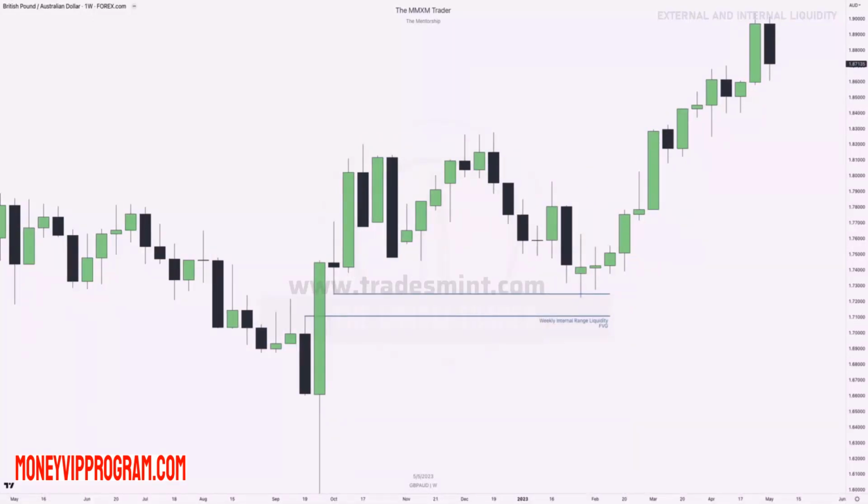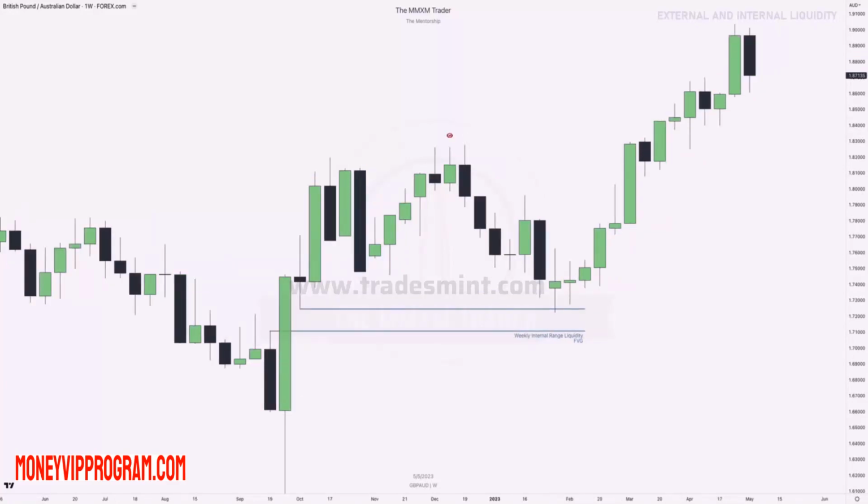Now we've hit that weekly internal range liquidity. Think about it: external to internal. Now we're in internal. Where are we going to draw into next? Where is your eye going? External range liquidity over here. It's as simple as that. External has been raided over here, we draw back into internal. Internal has been tagged, where are we going to go? We're going to go to external. It's as simple as that.